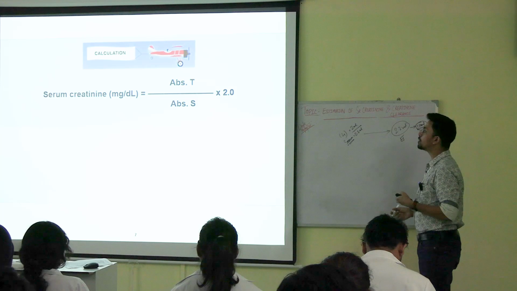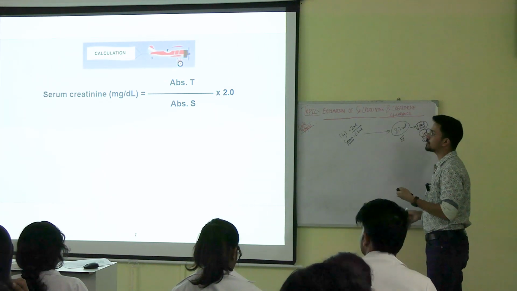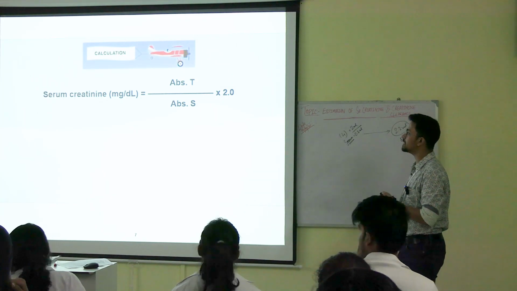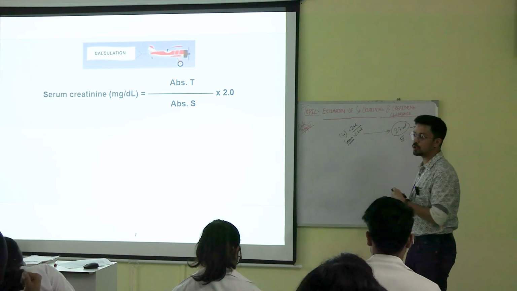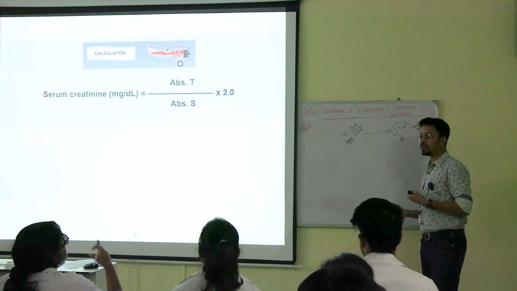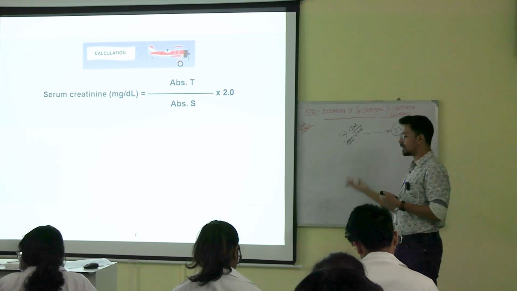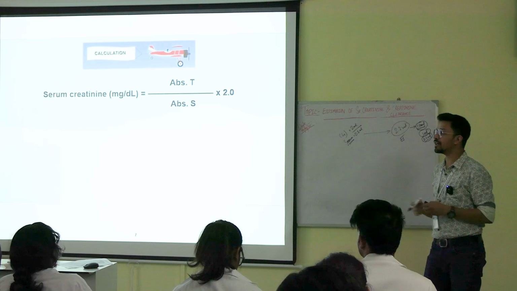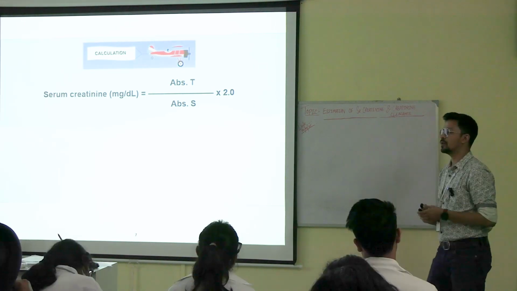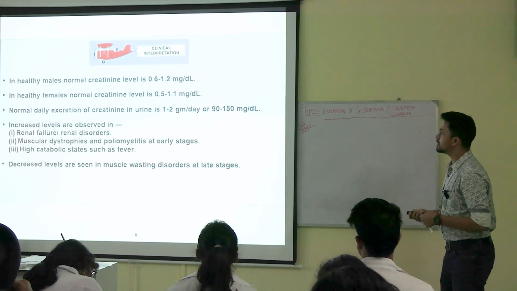Once you do that, put the values in this equation: the absorbance of the test divided by the absorbance of the standard, multiplied by 2. Why 2? The concentration of the creatinine standard that we are using is 2 milligram per deciliter. Whatever value you are getting, that is your creatinine value. Done? Okay, fine. Now the interpretation.